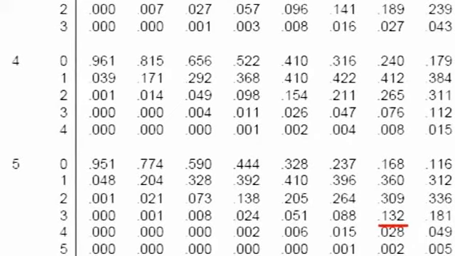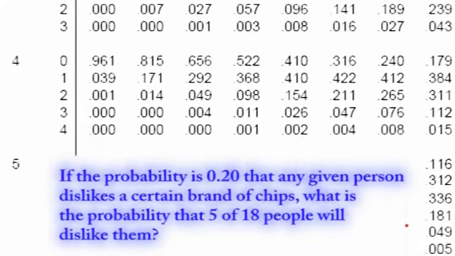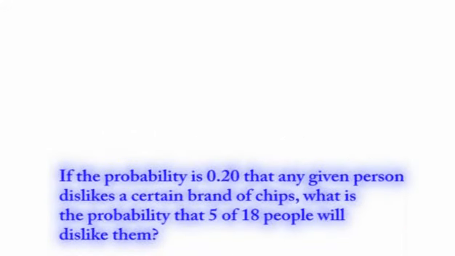So let's go through a quick example to show you that. Let's say that the probability is 0.2 that any given person dislikes a certain brand of potato chips. What is the probability that 5 of 18 people dislike it?